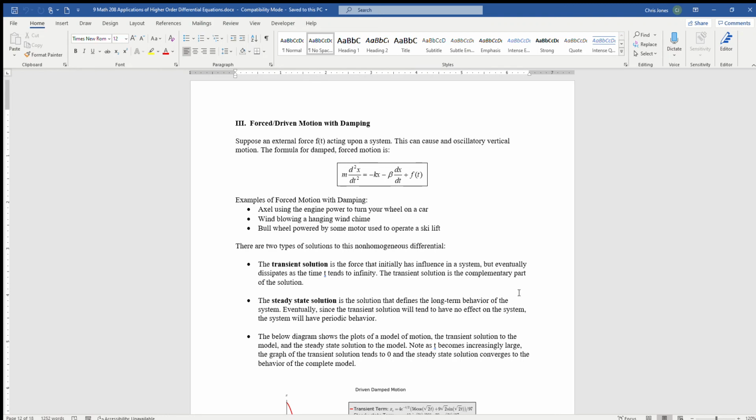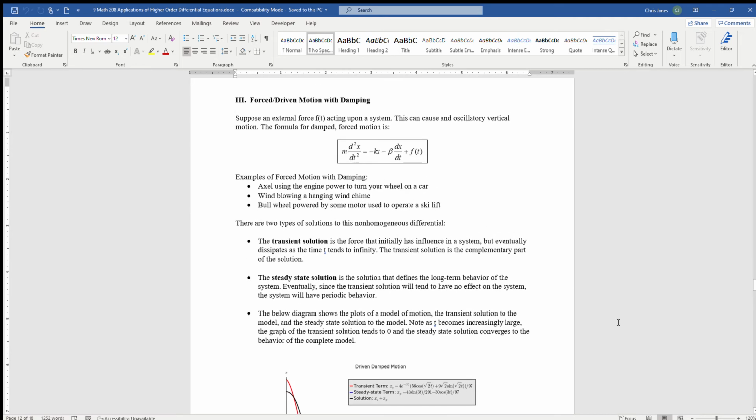So now that we've looked at solving these applications with the damping constant, we're going to take a look at these sorts of second-order differential equations that have not only the damping constant, but also some sort of forced motion acting upon the system. When you have forced motion, you're going to have two different components that affect the solution or the motion of the solution.